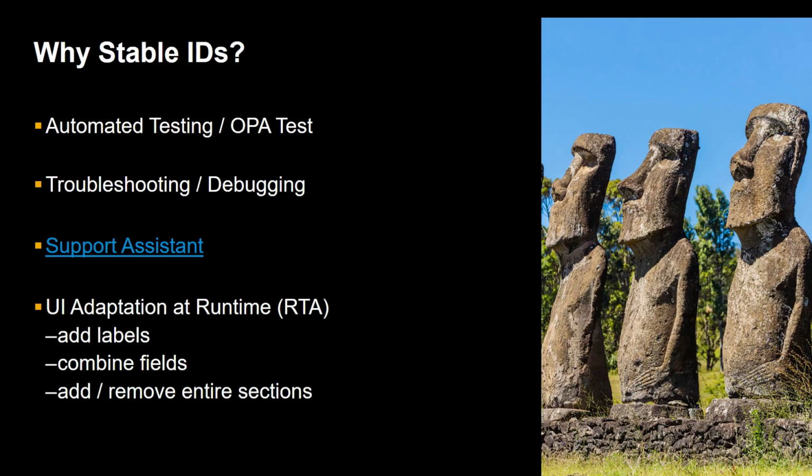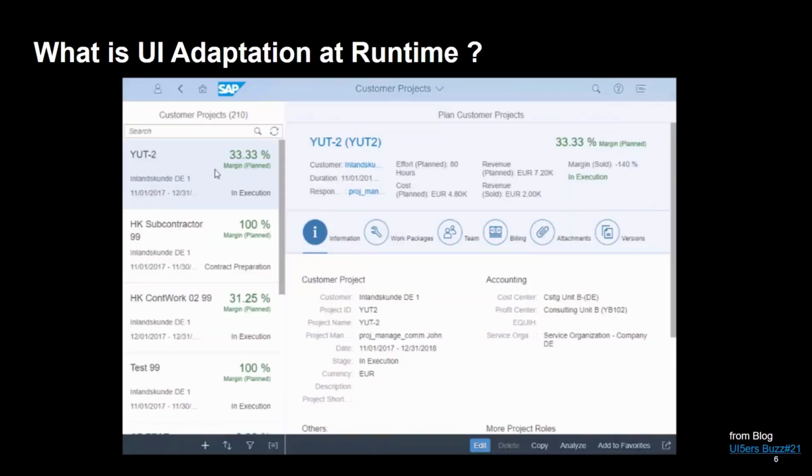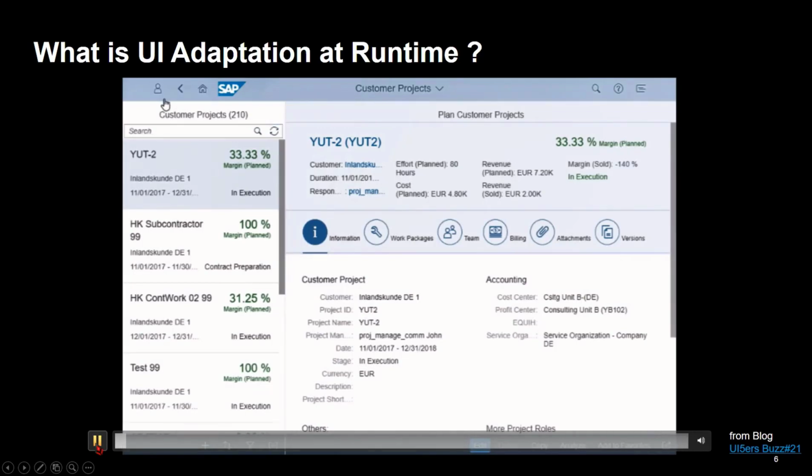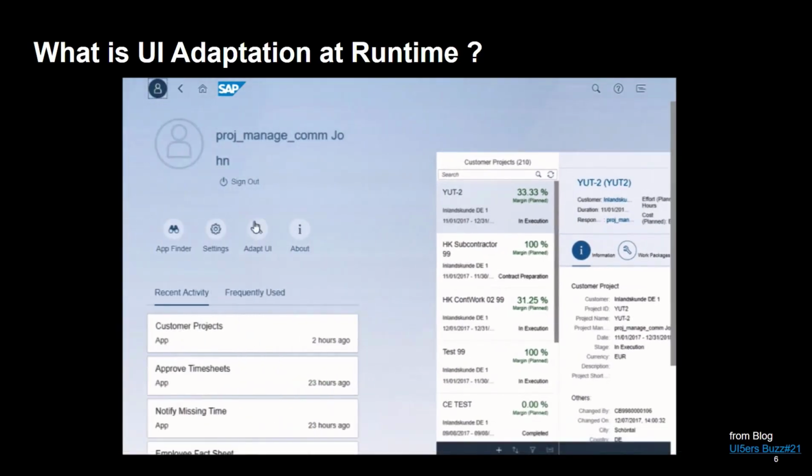So back to our slides. Also, we need stable IDs with RTA, runtime adaptation. Did you hear about it? RTA enables us to adapt the UI of our application, for example, add labels or fields, but this is allowed with special controls like the object page.